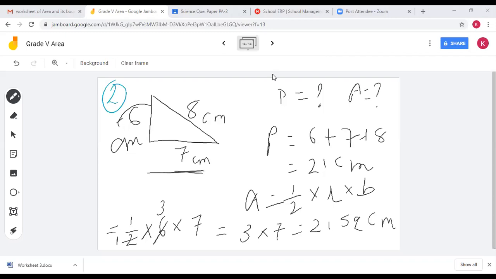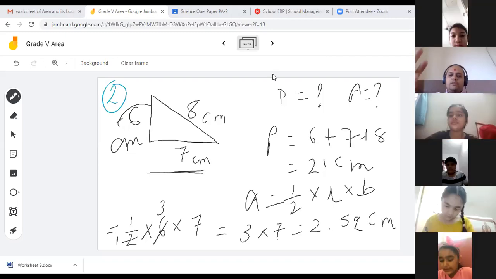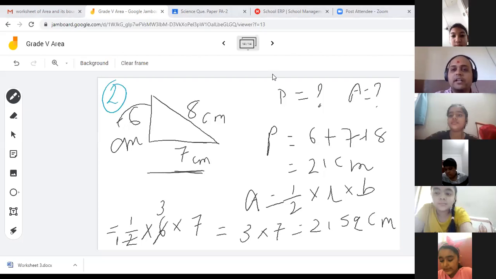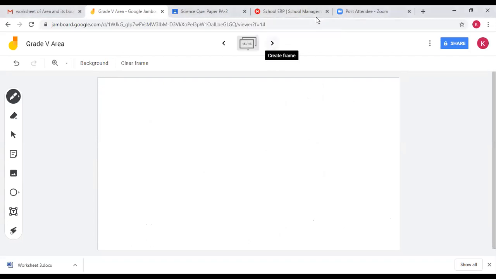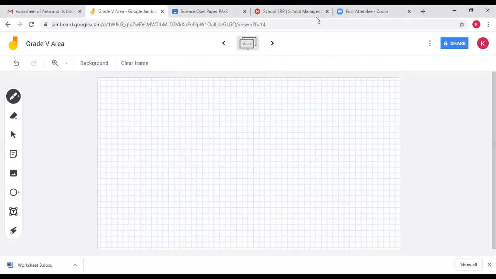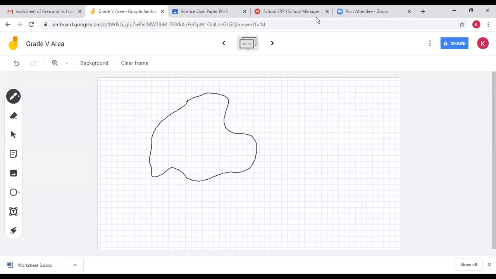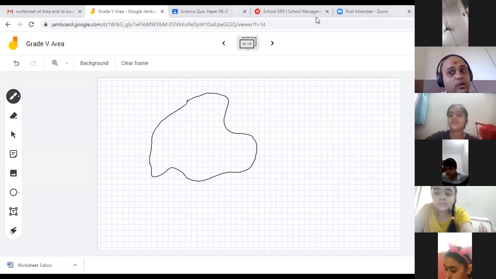Okay, right everyone? Very good, very good. Okay, now all the 3 examples are done. Now if I want to find the area of irregular shapes, area of irregular shape. Okay, so say for example, now I have a shape like this. Now I want to find its perimeter and area. Then how will I do it? That is a big question, right?